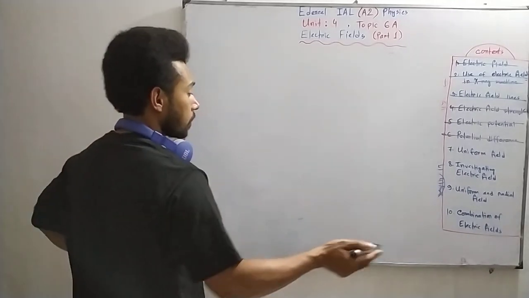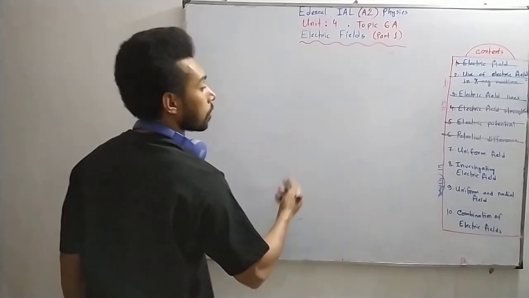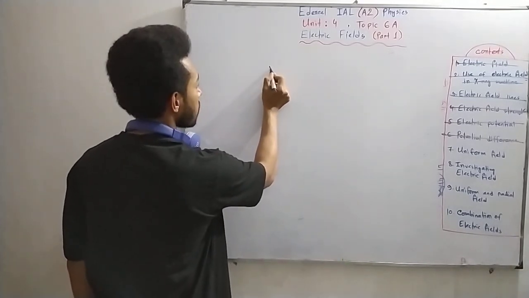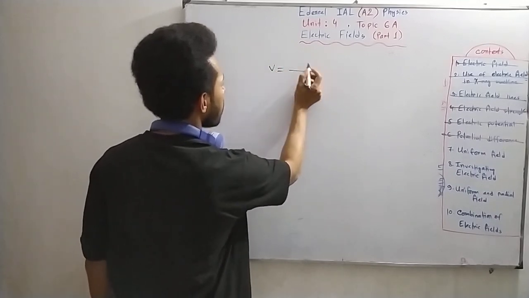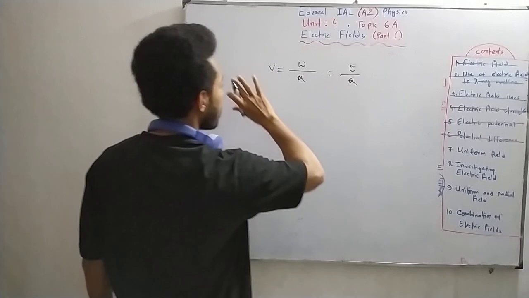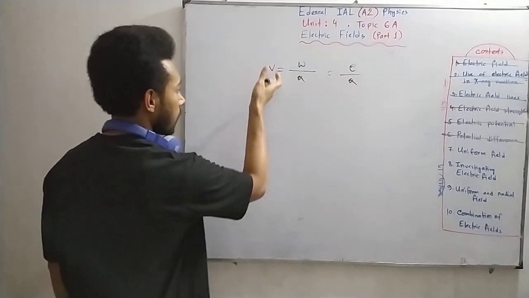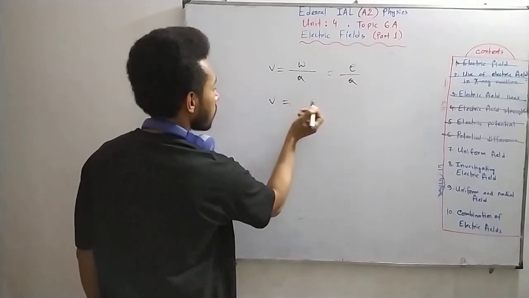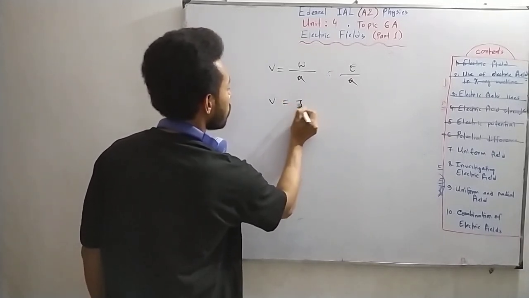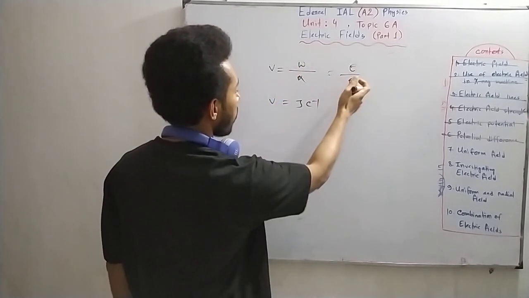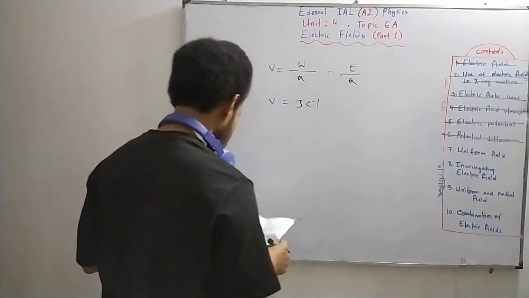Another thing I forgot to explain: the unit for potential difference. We had the formula V is equal to W by Q, or E by Q. So the SI unit of potential difference will be volt, and this is actually joule per coulomb, since W or E has the unit joule and Q has the unit coulomb.